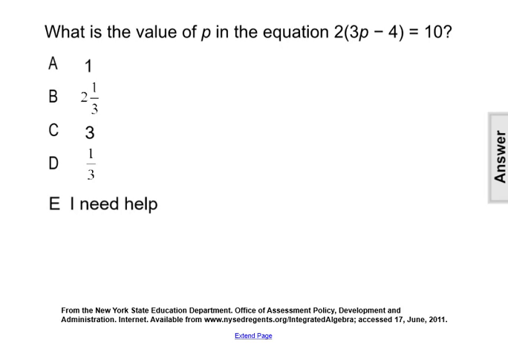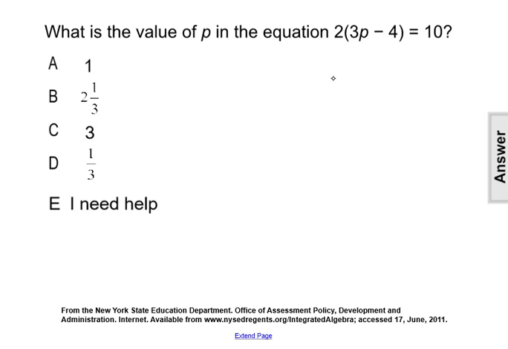Now when you ask to solve for p, that means we want to get p completely isolated or alone on one side of the equal sign. In this equation, our variable p is inside a set of parentheses. It's multiplied by 3, it's subtracted by 4, but that whole quantity is multiplied by 2. There's actually two different methods or ways to solve this equation.